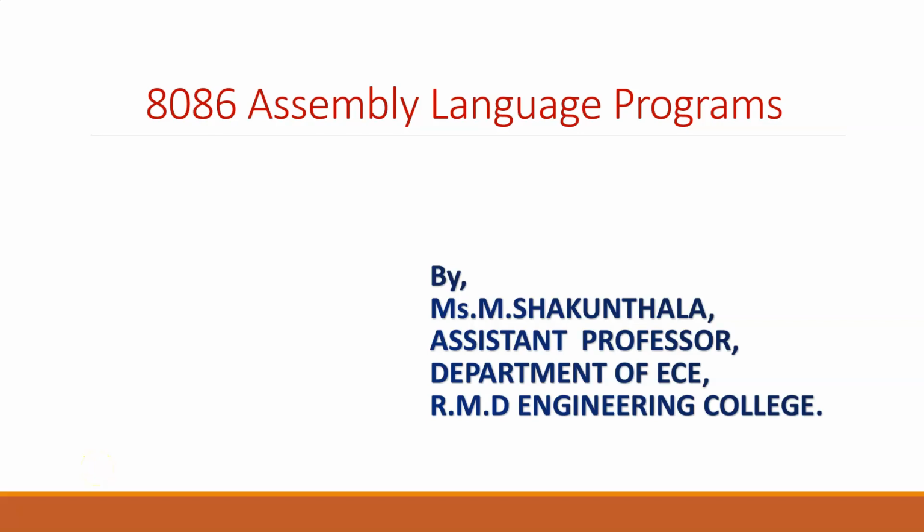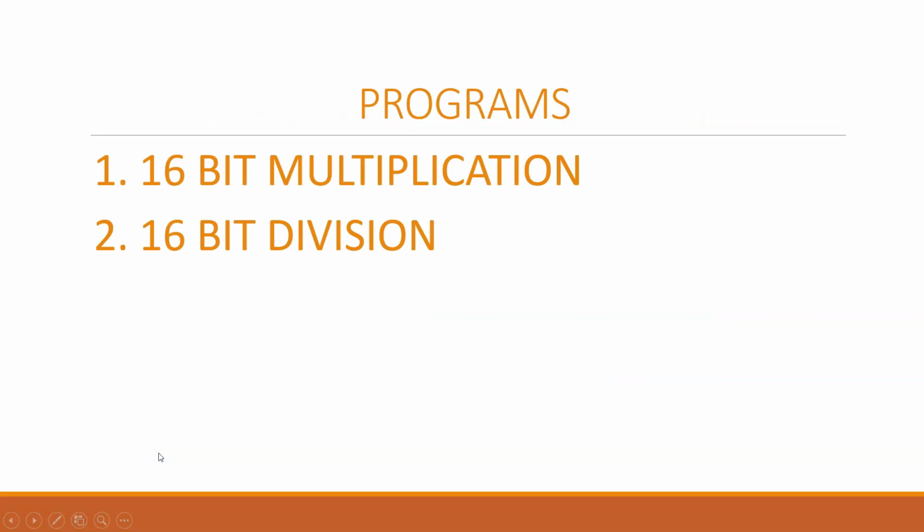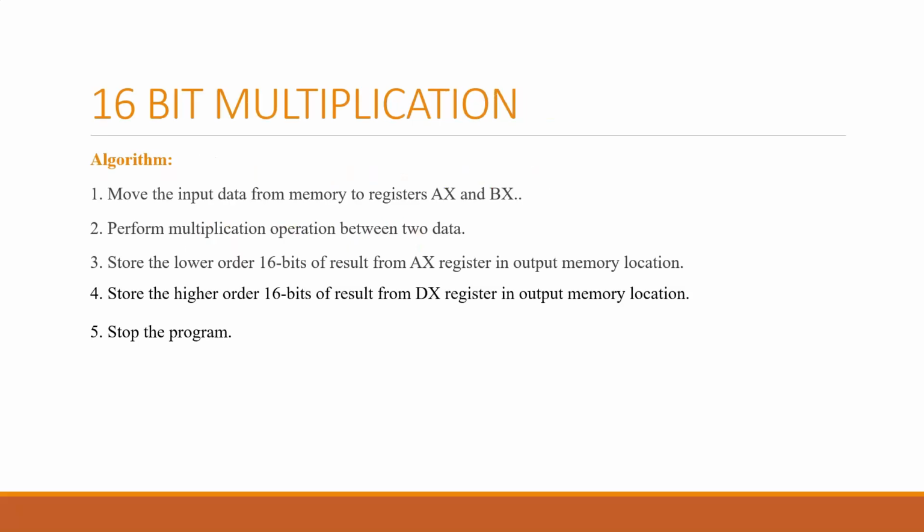Hello viewers, today we are going to see the next two set of programs in assembly language using 8086. One is 16-bit multiplication, another one is 16-bit division. First let us see the algorithm for 16-bit multiplication.